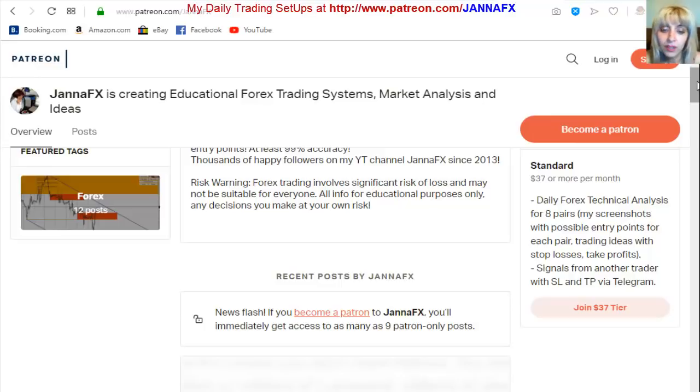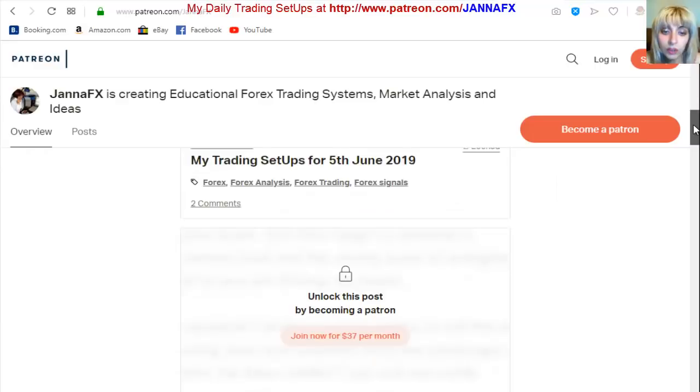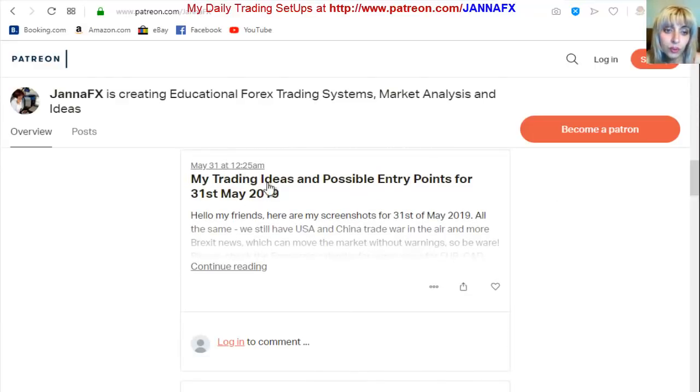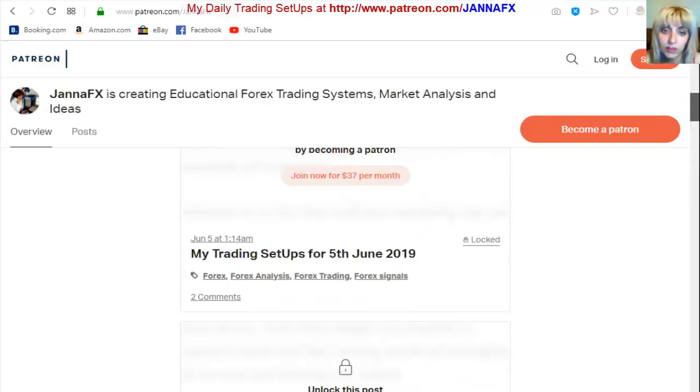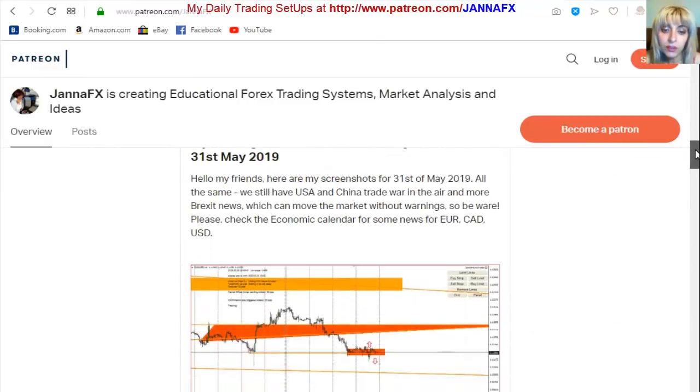It still needs possible entry points, so that's why you can see all the posts are unlocked. But for you, for the examples of my screenshots, I unlocked a few posts. If you go down, it's the previous week. So this week I'm still doing it, and for the previous week, you can obviously have a look.